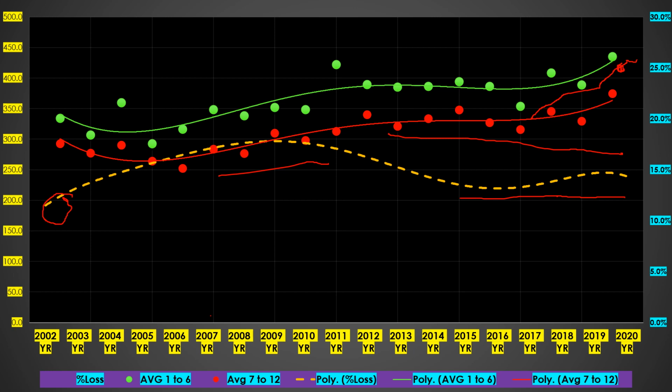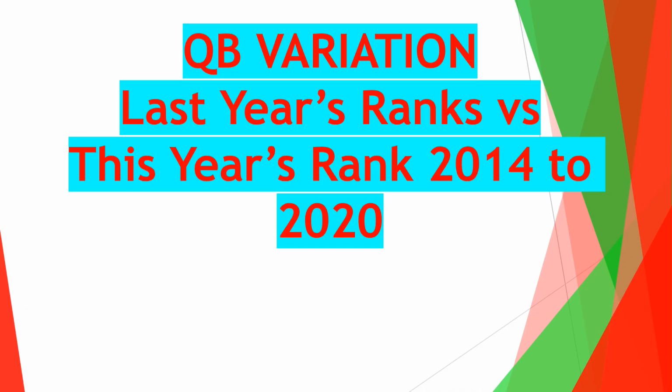So let's move on then, looking at the quarterbacks. Let's talk then and move to variation.